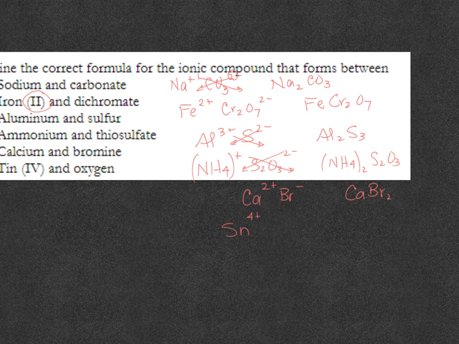Tin 4. IV is 4, which means tin has a +4 charge. Oxygen's group 16 has a -2. Now, this is one that if you crisscross, you need to reduce. The answer, if you crisscross, you get Sn2O4, but for ionic compounds, it needs to be the lowest whole number ratio, so it's SnO2.